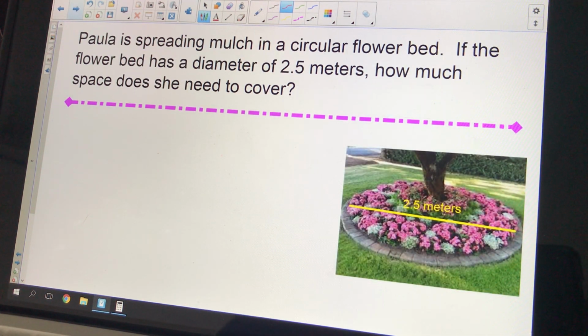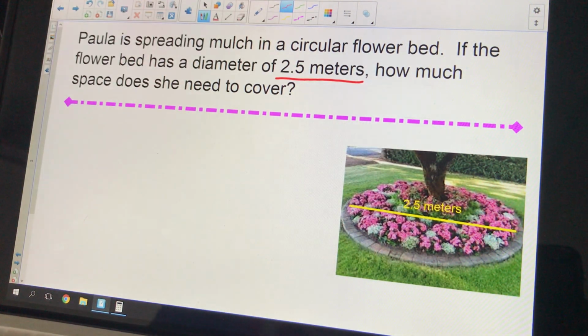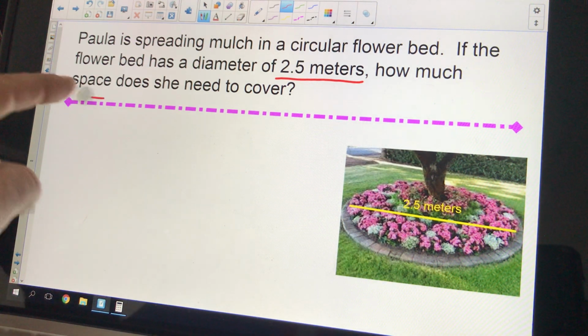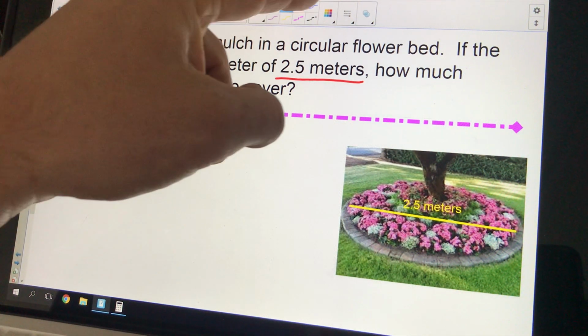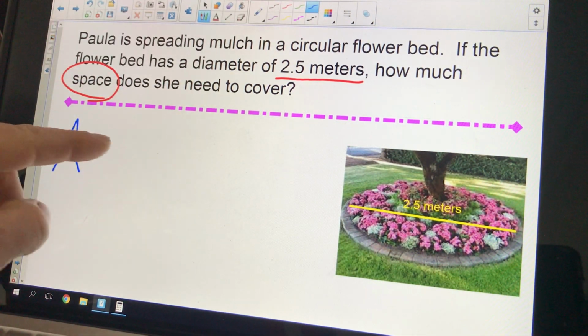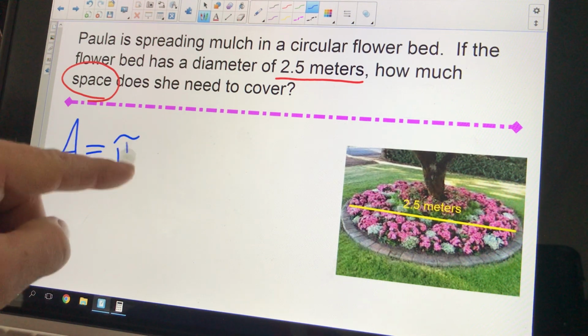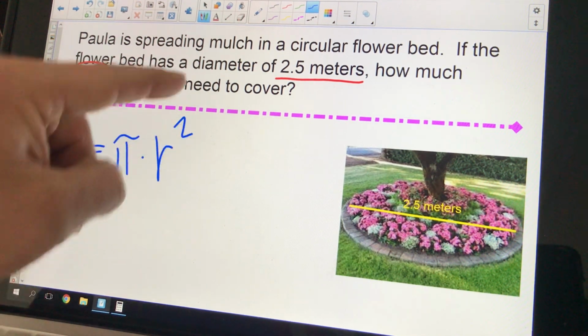Paula is spreading mulch in a circular flower bed. If the flower bed has a diameter of 2.5 meters, how much space does she need to cover? Okay, right? Think about it. Flower bed. She's going to put mulch in her flower bed, right? She needs to cover everything. That's going to lead us to what? Circumference? Or is that going to lead us to area? That's an area problem again because we're covering it. All right? Area equals pi times the radius squared.